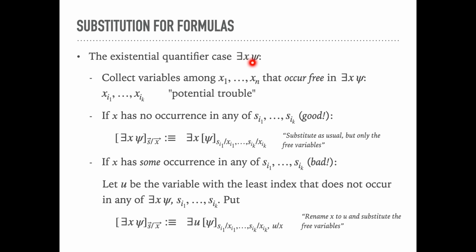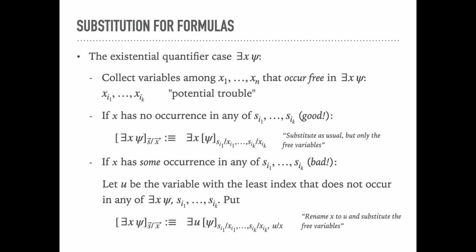So assume now we have a formula of the form there exists x psi. So what we first do is we collect all variables among the variables that occur in this formula, those variables that occur free in this formula. Let's say those are x_{i1} up to x_{ik}. And these are the potential troublemakers, because they occur free in this formula, and we're not supposed to substitute anything for them that would potentially make a variable bound by this quantifier exists x.